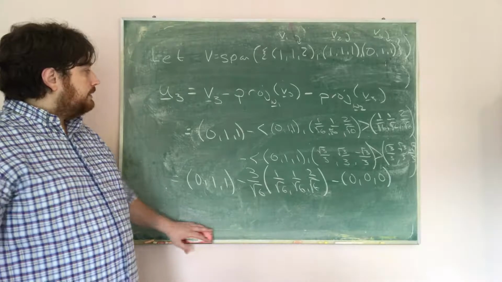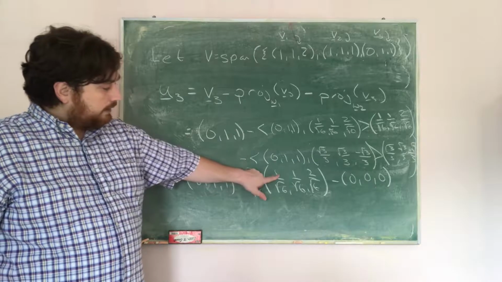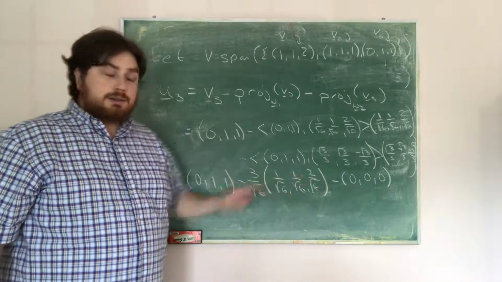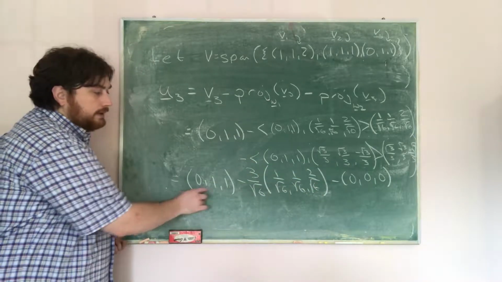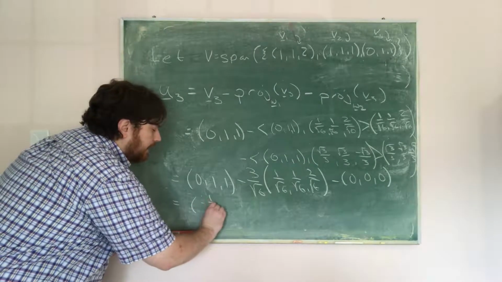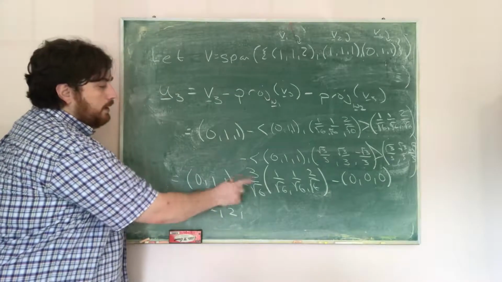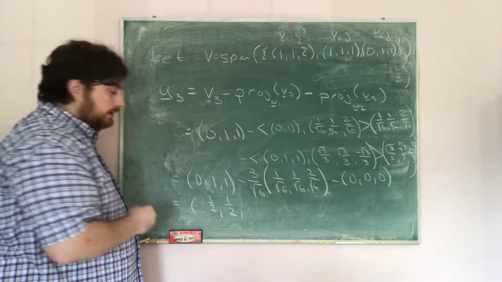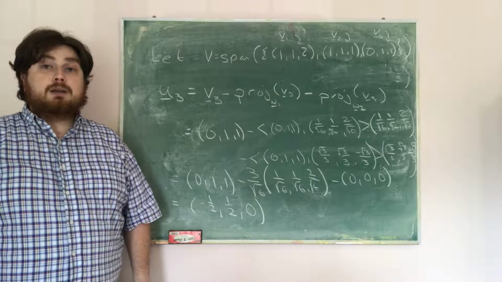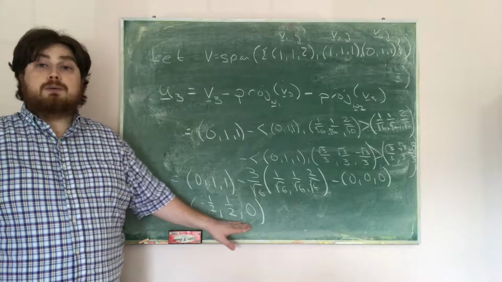And so now to find U3, I would finish this. I would take 0, 1, 1 minus, well, 3 times 1 over root 6 is going to be 3 over 6, 3 over 6, 6 over 6. So I would get 0 minus 3 over 6. 3 over 6 is 1/2, so I would get negative 1/2. 1 minus 1/2 is 1/2. And 1 minus 6 over 6 is 0. So I get negative 1/2, 1/2, 0. Therefore, the portion of V3 which is orthogonal to W1 and W2 is going to be negative 1/2, 1/2, 0.